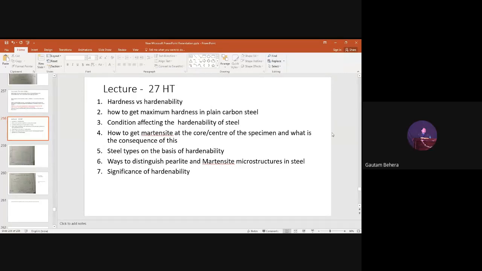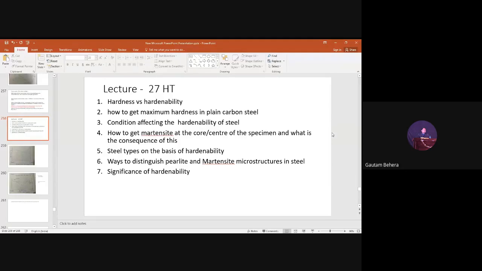Good afternoon, everyone. Today is lecture number 27 of this heat treatment class, and today's menu is basically the hardenability concept. So, what are hardness and hardenability? What is the difference? And how do we get maximum hardness in plain carbon steel? When we have only carbon in the steel, how do we get maximum hardness? And the third one is the conditions affecting the hardenability of steel.